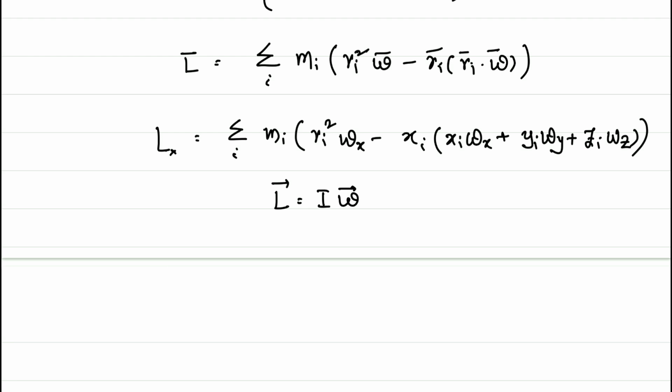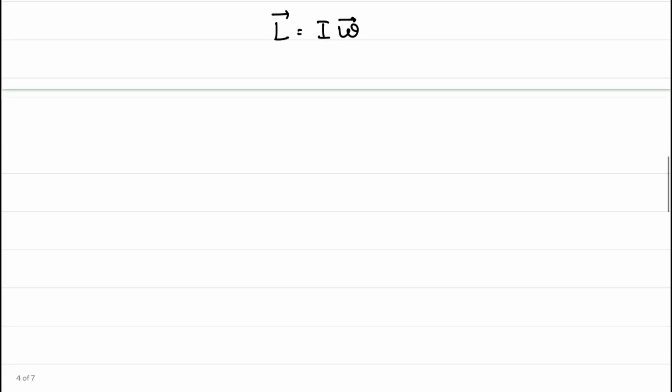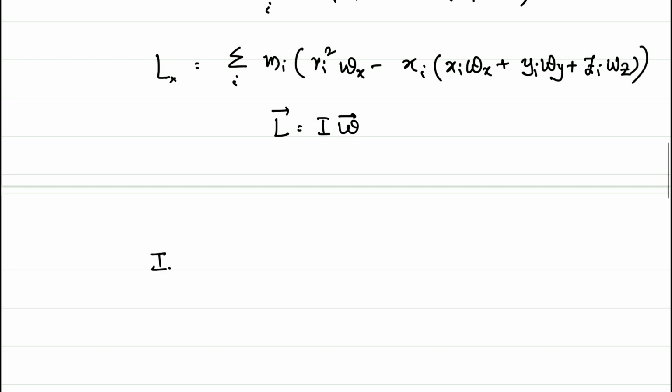If you see mi ri square or mi xi square, that's all going to lead to I. So we will find out Ixx. Ixx is defined as sigma mi into yi square plus zi square. You just see in the direction of xx, the r component will be square root of yi square plus zi square. So mi ri square is nothing but mi into yi square plus zi square.